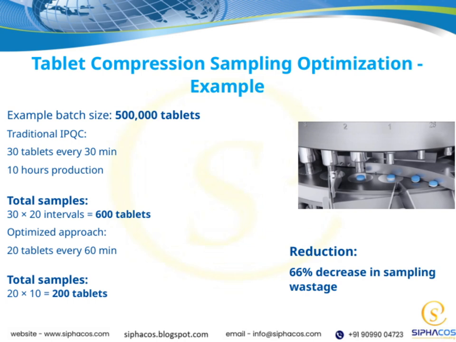Now, with the optimized approach, we're sampling fewer tablets, just 20 tablets, but doing so less frequently, every 60 minutes. Because we have fewer sampling points, only 10 intervals, the total number of tablets sampled drops to just 200. This example clearly shows how adjusting our sampling strategy can dramatically reduce waste without compromising quality. It ties back to our overall goal of making our processes more efficient and sustainable.